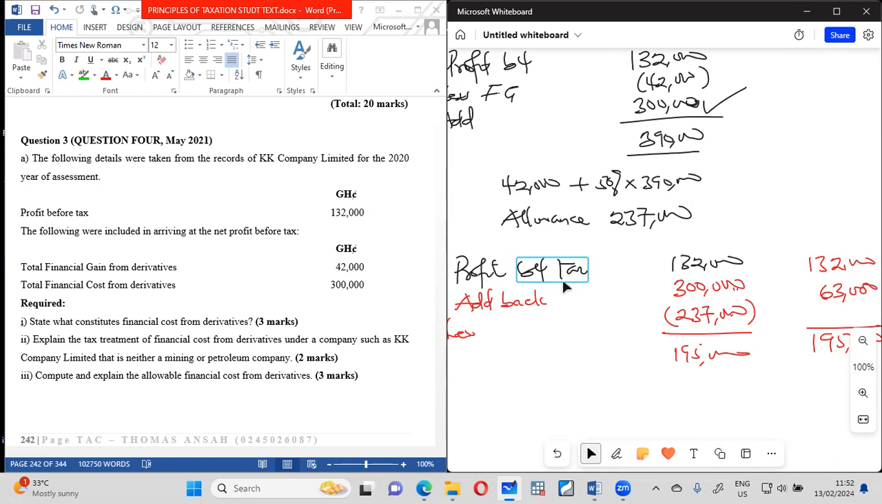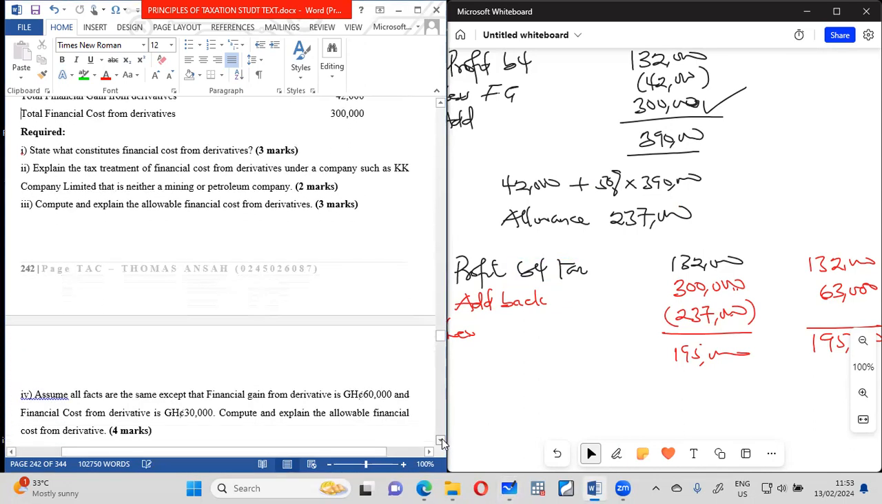So it means that what is going to happen is that you add back the finance cost. All right. So the question is, what happens to the finance gain that was already inside? Nothing happens to the finance gain that was already inside, because it is something they added, and that is that. All right. So you do this, you are free to go.